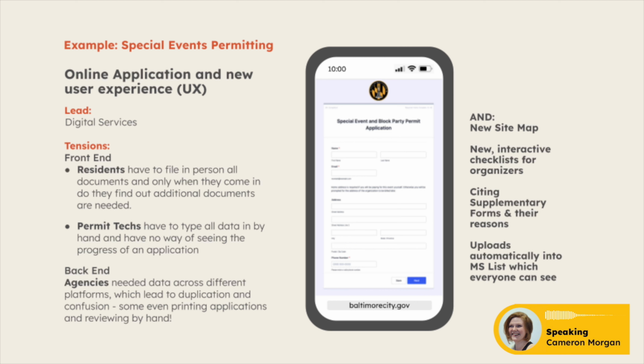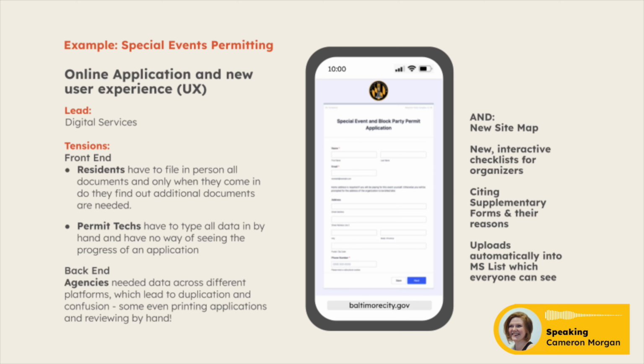So some of the tensions we were finding in the process was, as Emily mentioned earlier, residents had to fill out everything by paper, right? It was still a paper system. And when they came into DOT's offices, only then did they find out that, oh, actually you need this other form, right? You're doing a block party. And if you want to serve alcohol, that's this whole other process, right? Beyond this.